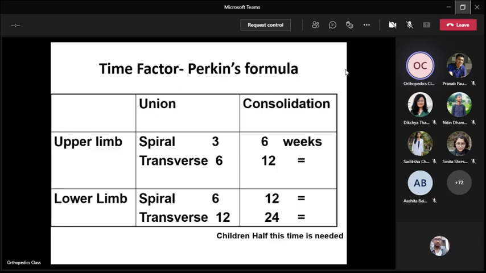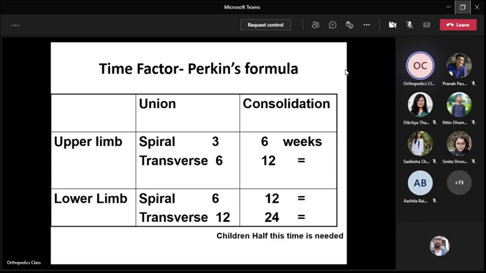Why? I told you initially, the surface area of the spiral fracture is quite long, big. That's why the callus formation and healing also occur faster in comparison to transverse fractures. So union time is 3 weeks for spiral fractures. If the fracture pattern is transverse, it takes 6 weeks. For consolidation, double the time. It takes 6 weeks in the upper limb for spiral and 12 weeks for transverse fractures.